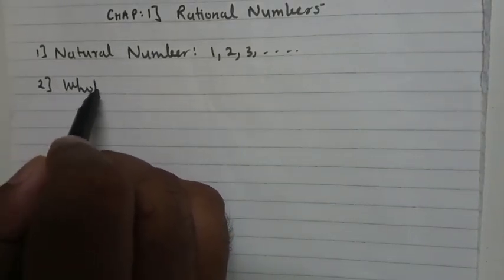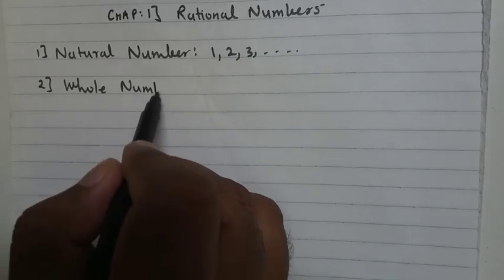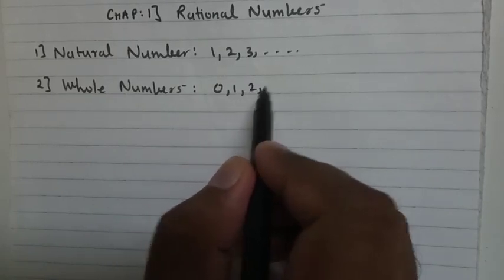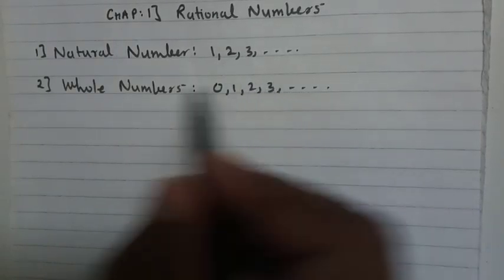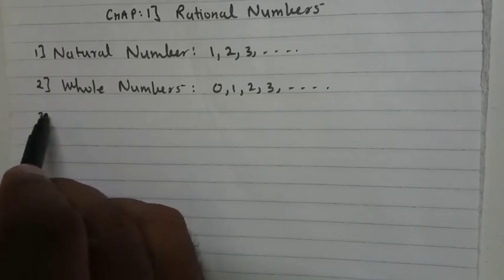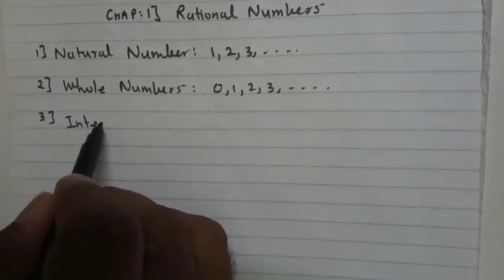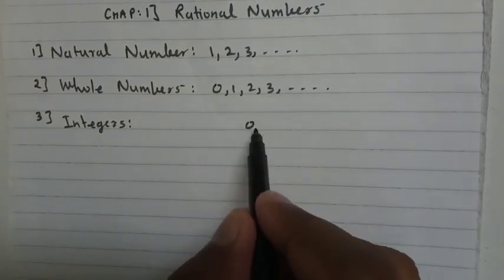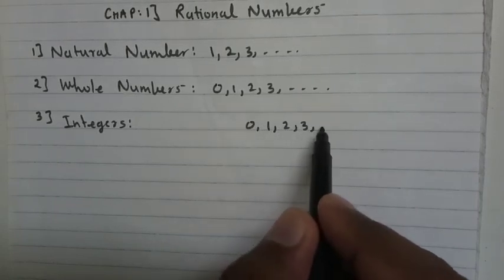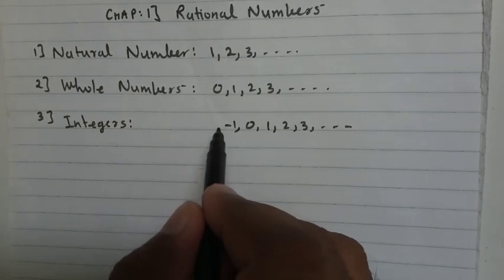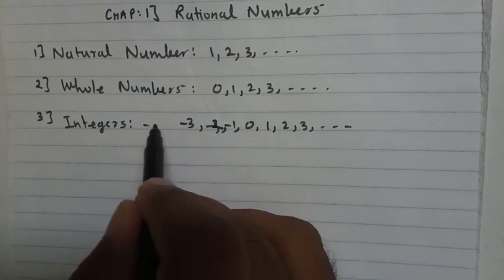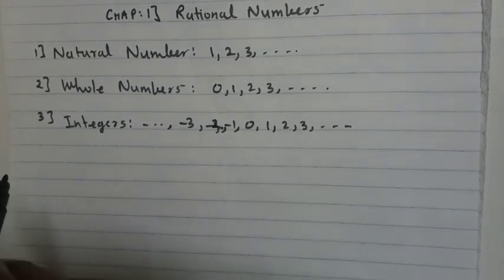The next are the whole numbers. Whole numbers include 0, 1, 2, 3 and so on. Then the next term is integers. Integers include 0, all positive numbers as well as the negative numbers. So you are clear, this you have already learned in the lower classes.